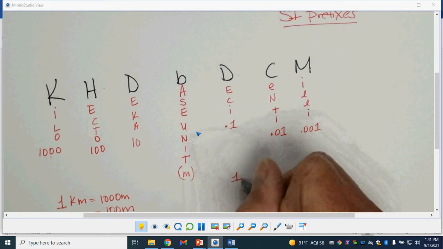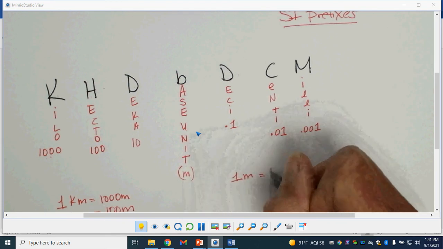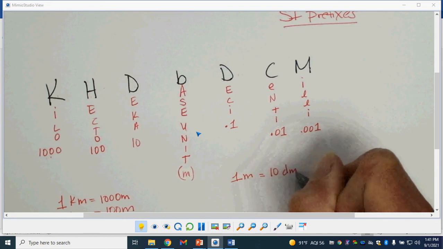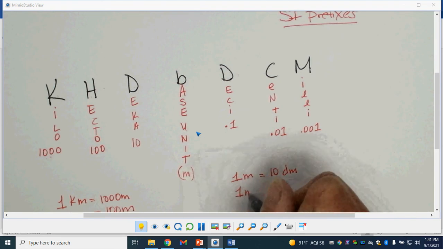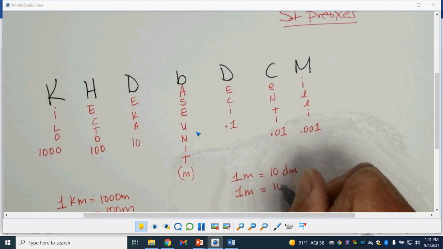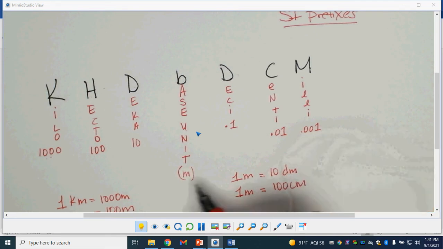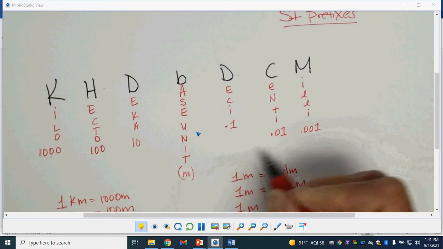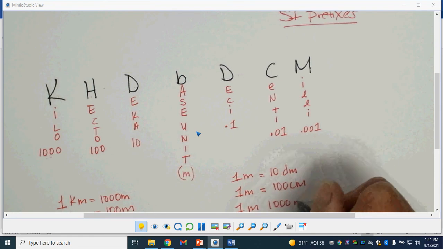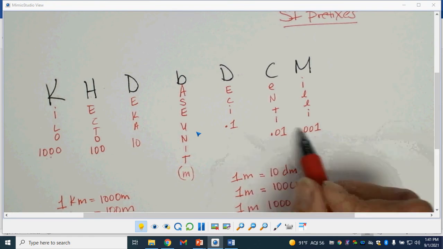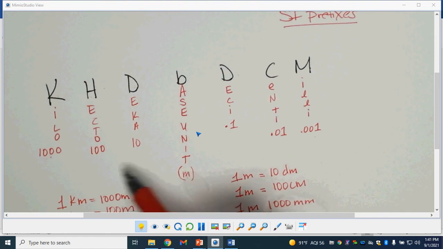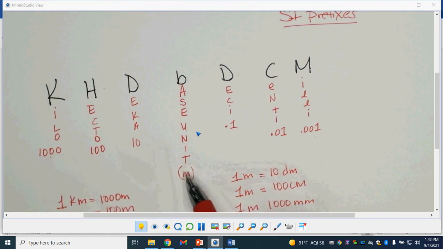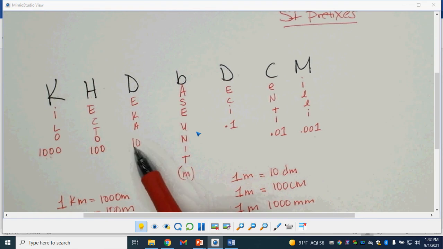So if I have 1 meter, I'm going to have 10 decimeters. Again, I need several of these to make up one of these. If I have 1 meter, I'm going to have 100 centimeters. If I have 1 meter, I need 1,000 millimeters. So these are smaller than the base unit, so I need many of these to make up the base unit. These are bigger than the base unit. I need many of the base units to make up one of these.